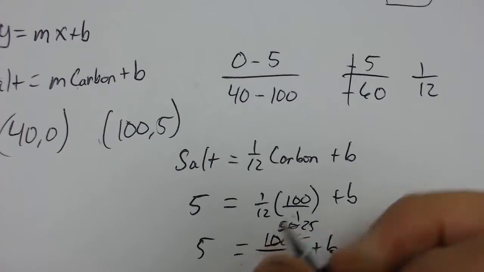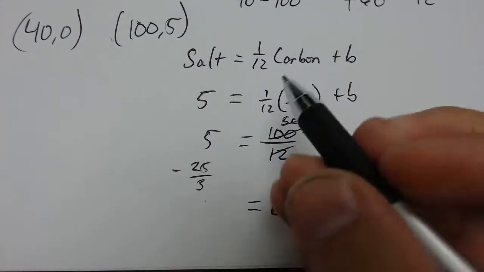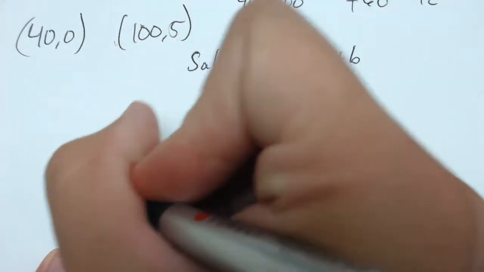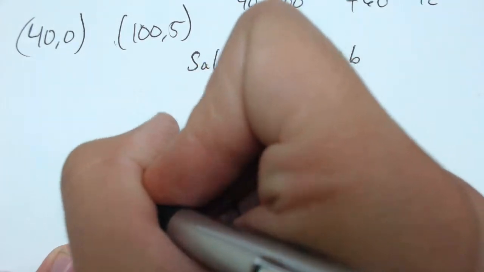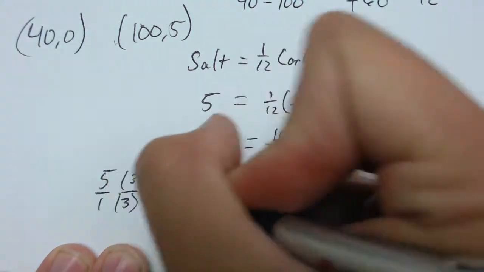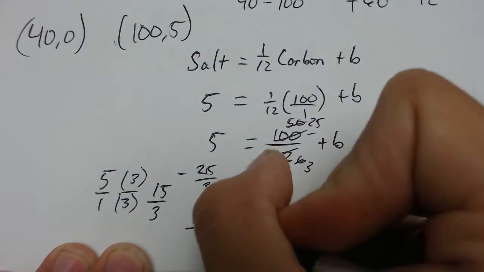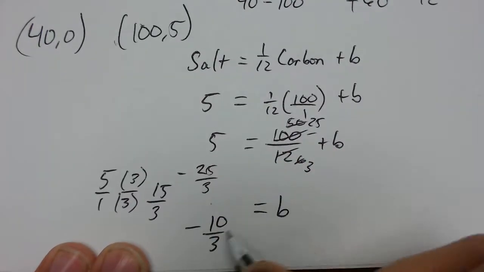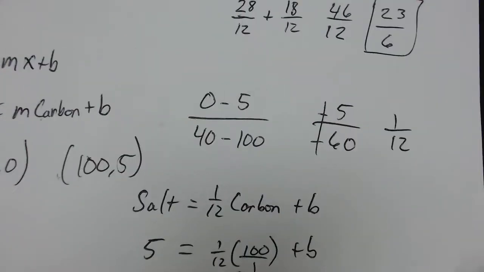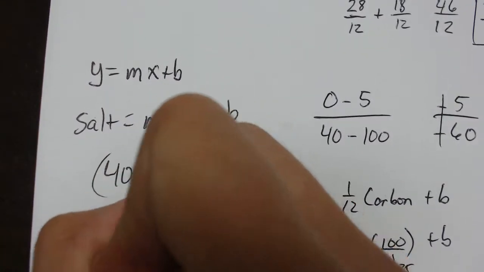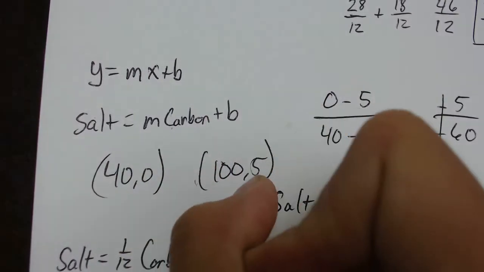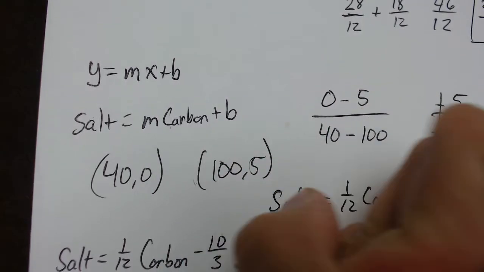So b is going to equal 5 minus 25 over 3. So we'll put 5 times 3 over 3. That's going to give me 15 over 3 minus 25 over 3, which gives me -10 over 3, which is what my b is equal to. So for my final equation, I'm going to plug -10 over 3 in for b. So the final equation is going to be salt equals 1/12 carbon minus 10 over 3.